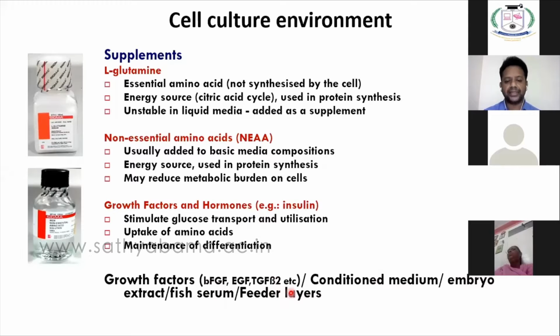And the other method is feeder layers. The feeder layers is nothing but growing your primary culture on top of an established cell line. So these are all the different methods where you can develop a cell line from the primary culture. You can develop a cell line by using any of these methods.